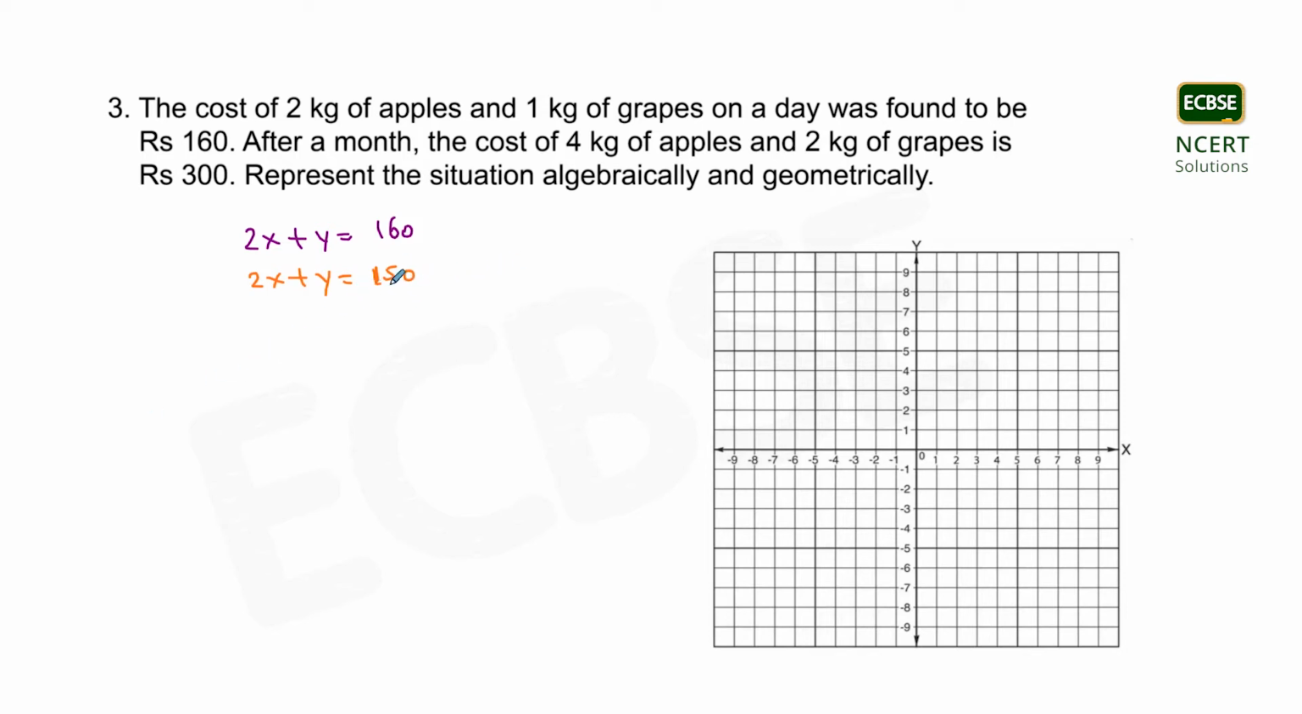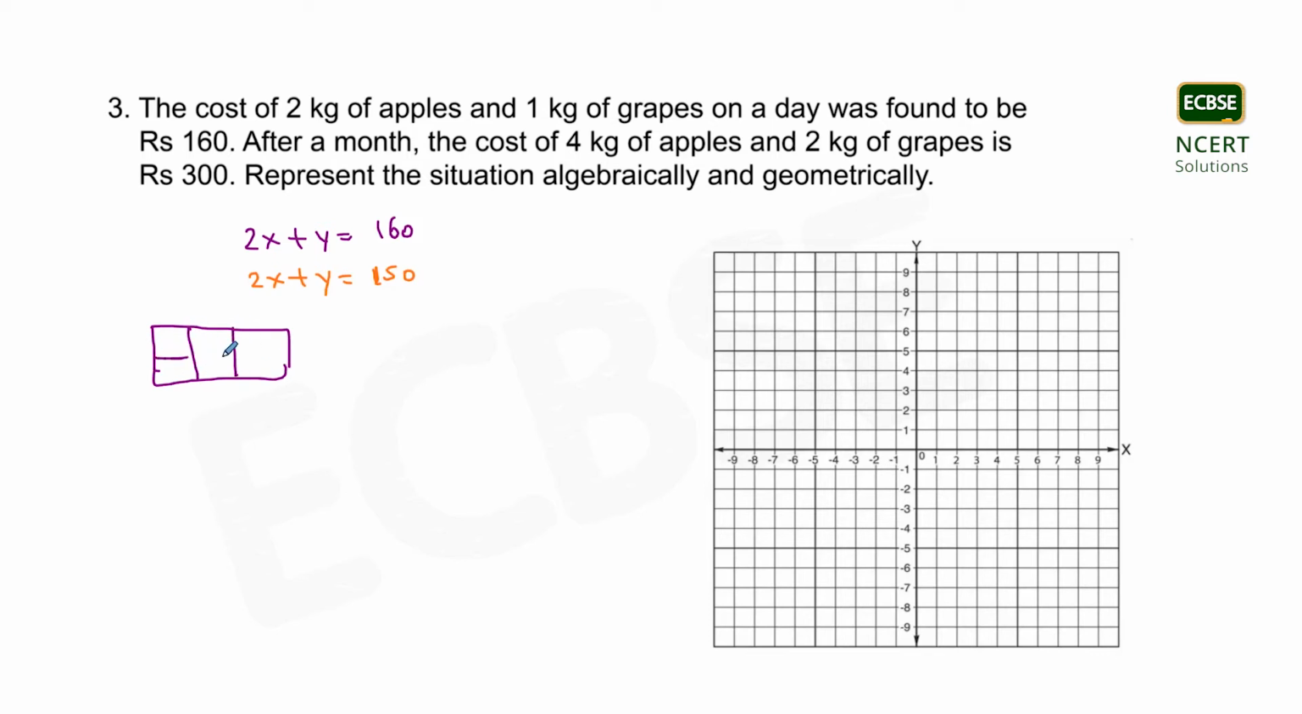So if we want to represent the first equation on the graph, what we need to do is draw a table between the variables x and y and find the points which will be marked on the graph, and we will join those points to draw a line which will represent the first linear equation. So the first step is to draw a table between the variables x and y.